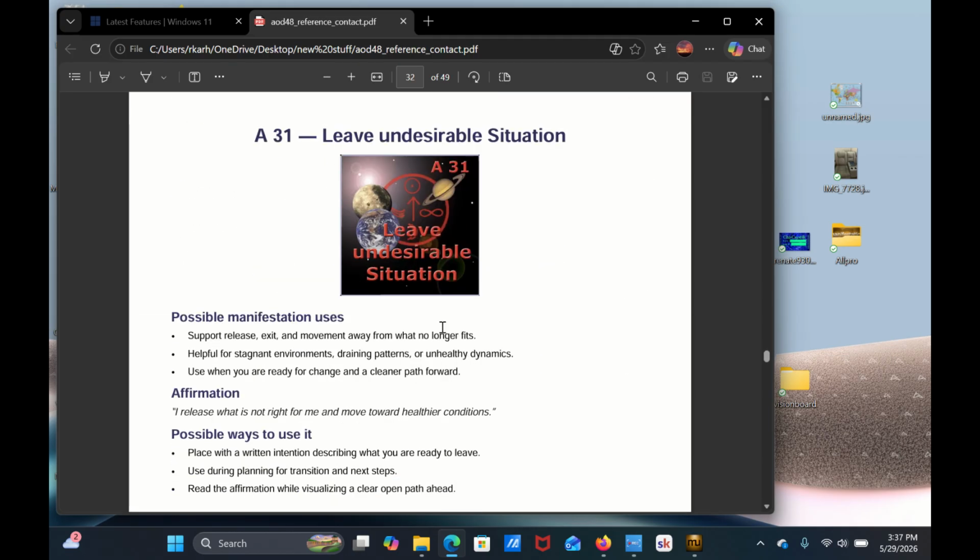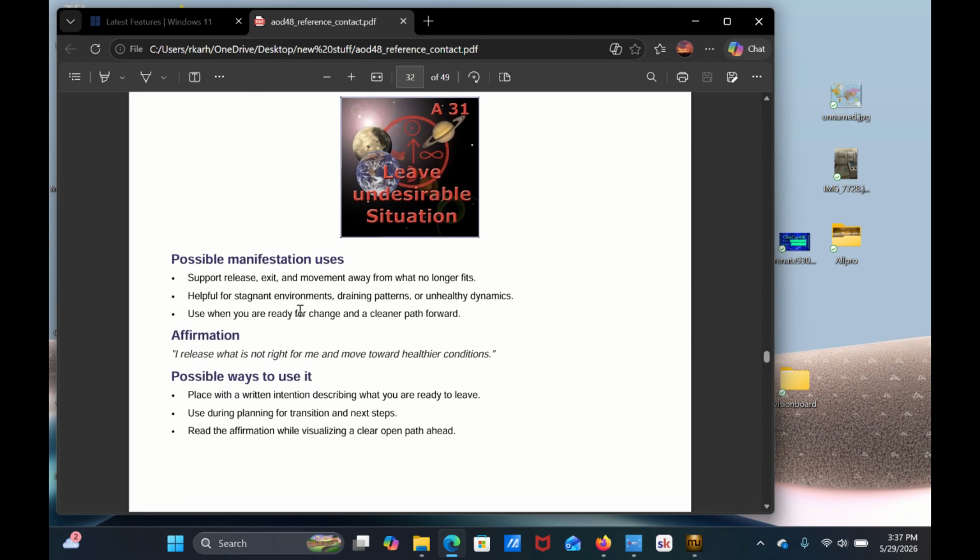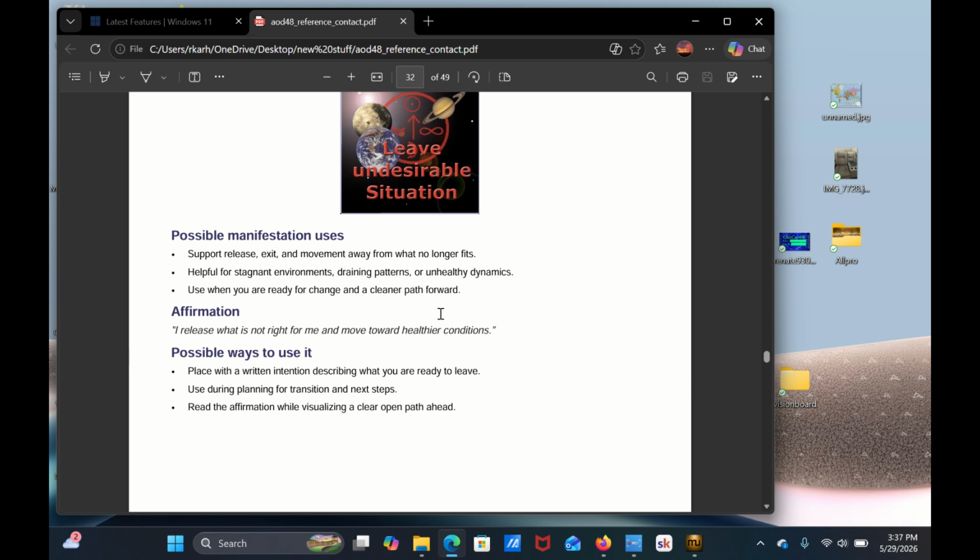Leave undesirable situation. Support release, exit, and movement away from what no longer fits. Helpful for stagnant environments, draining patterns, or unhealthy dynamics. Use when you are ready for change and a cleaner path forward. I release what is not right for me and move toward healthier conditions.